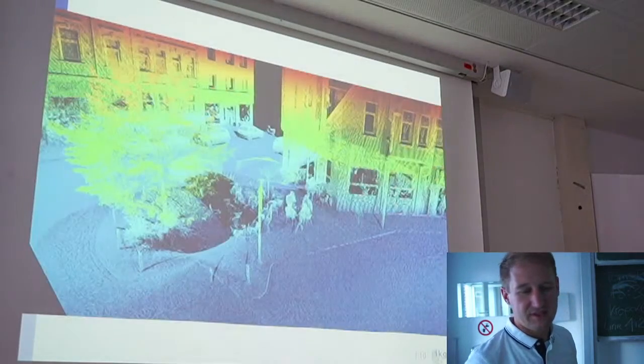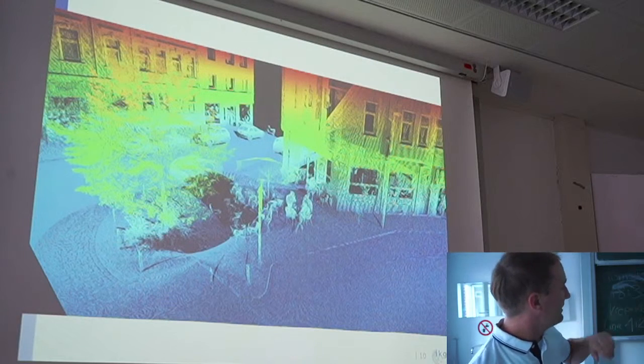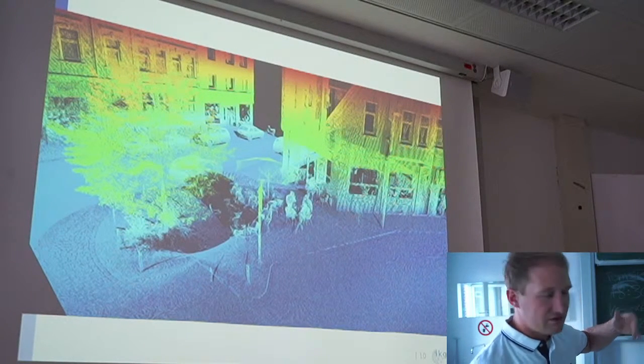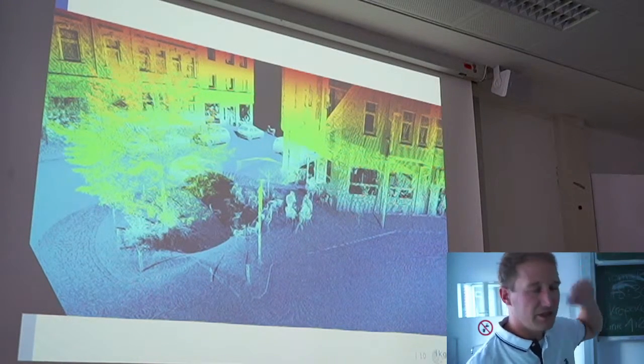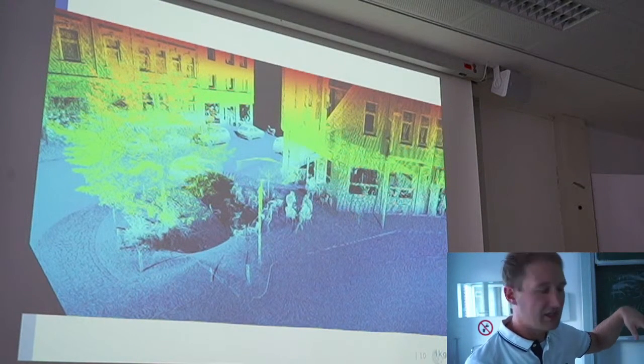And on this slide, you can see one sample which results from the system. You can see all those tiny points are single points and colored by the height. So the more red, the higher it is. That's why there's this rainbow color here.